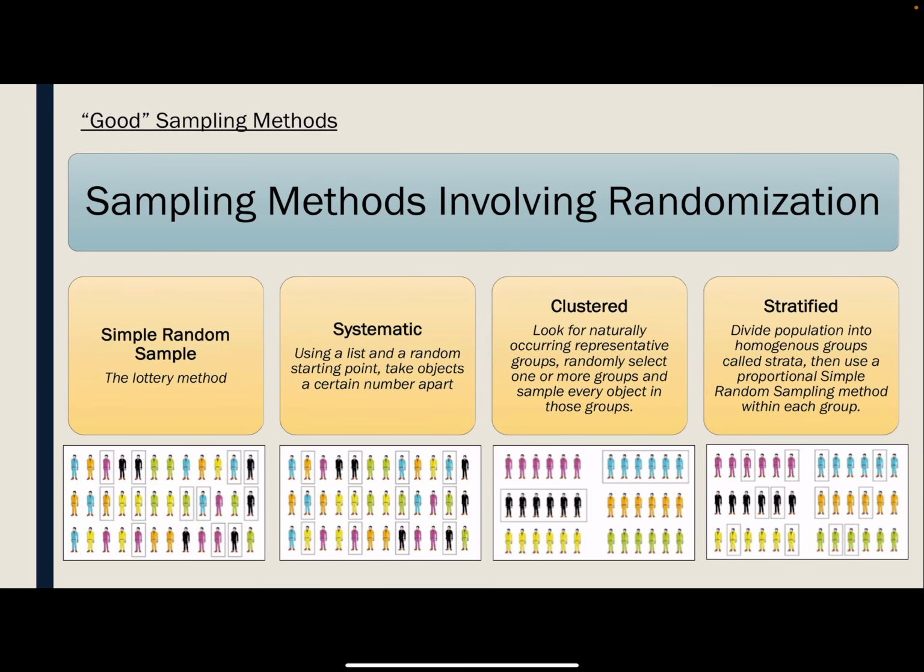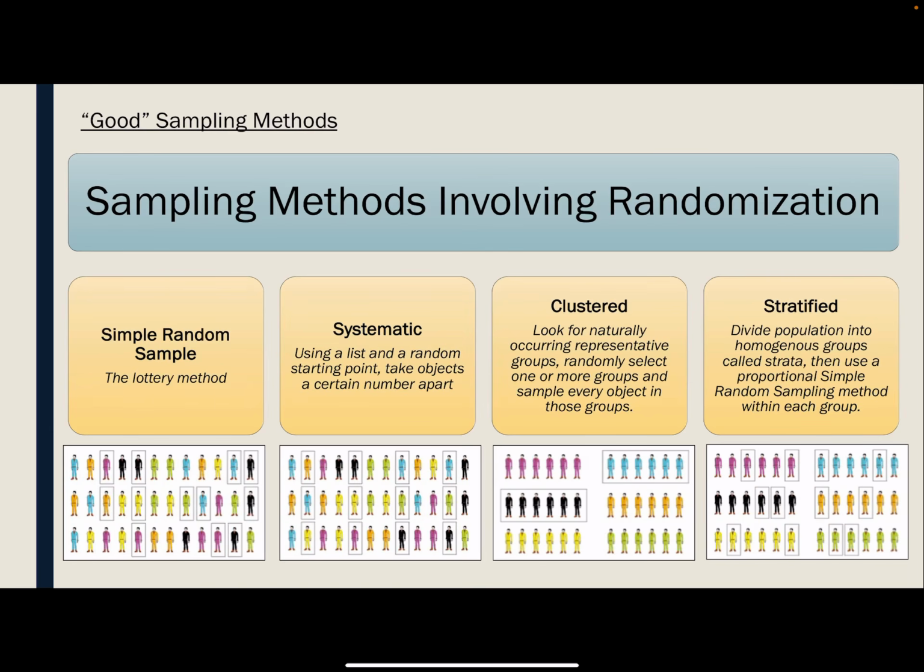So, four main sampling methods that involve randomization. The first one is called a simple random sample, or we abbreviate it with SRS. This is just a lottery method, something like pulling a name out of a hat. That would be a simple random sample. Or if you have a really large population, you could assign a number to every individual within the population and then use a random number generator to randomly choose 50 numbers. That's a simple random sample.